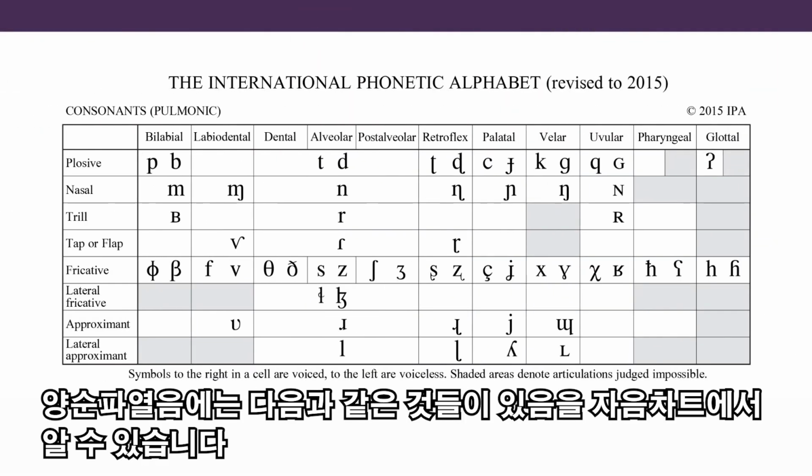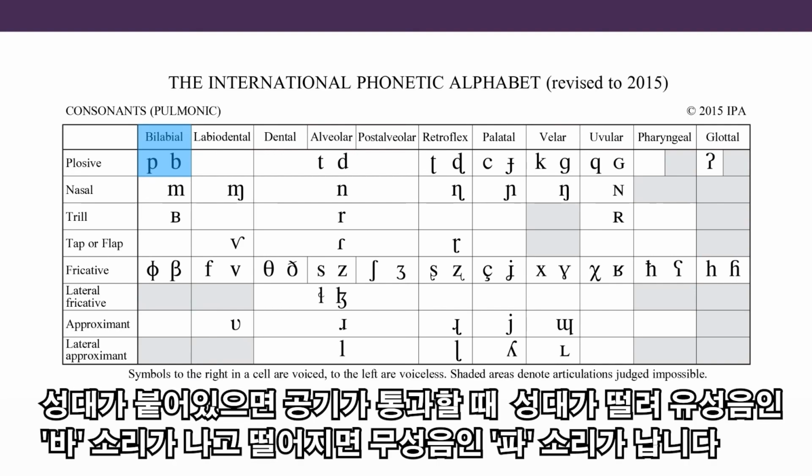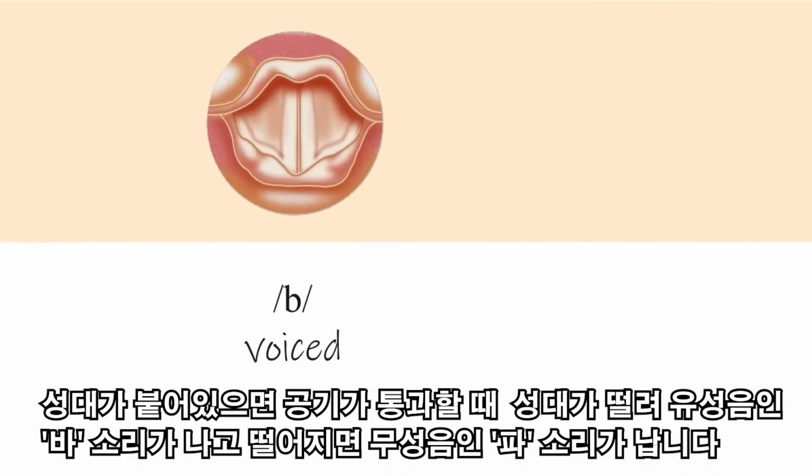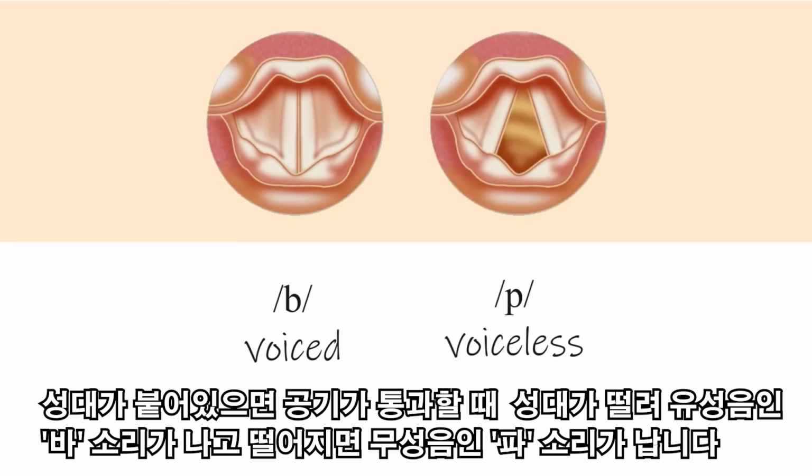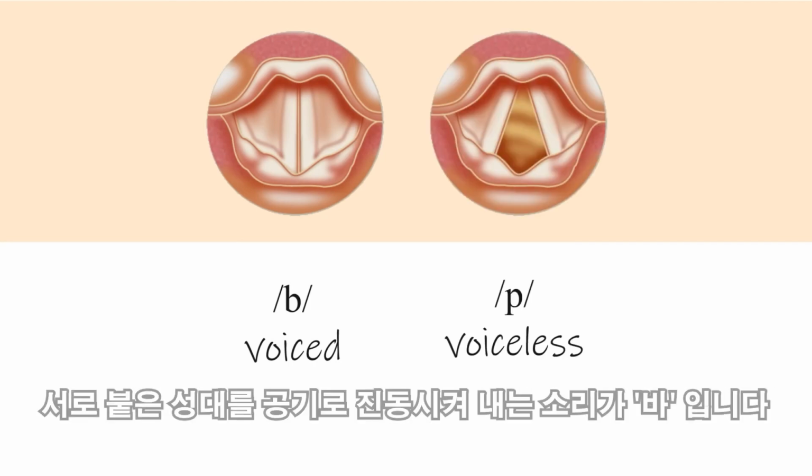As you see in the consonant chart, for example, bilabial plosives, you have a pair of sounds, pa and ba. The difference between pa and ba is that in the production of ba, the vocal folds are held tightly together, and the passage of air between them makes them vibrate. If you hold them apart, you will have pa. If you keep them tight together and let them be vibrated by the air, then you're producing ba.